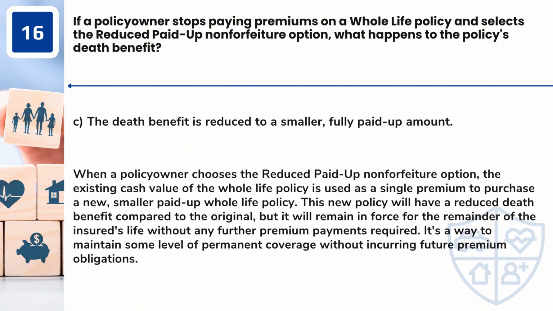Answer: C. The death benefit is reduced to a smaller, fully paid-up amount. When a policy owner chooses the reduced paid-up non-forfeiture option, the existing cash value of the whole life policy is used as a single premium to purchase a new, smaller paid-up whole life policy. This new policy will have a reduced death benefit compared to the original, but it will remain in force for the remainder of the insured's life without any further premium payments required. It's a way to maintain some level of permanent coverage without incurring future premium obligations.